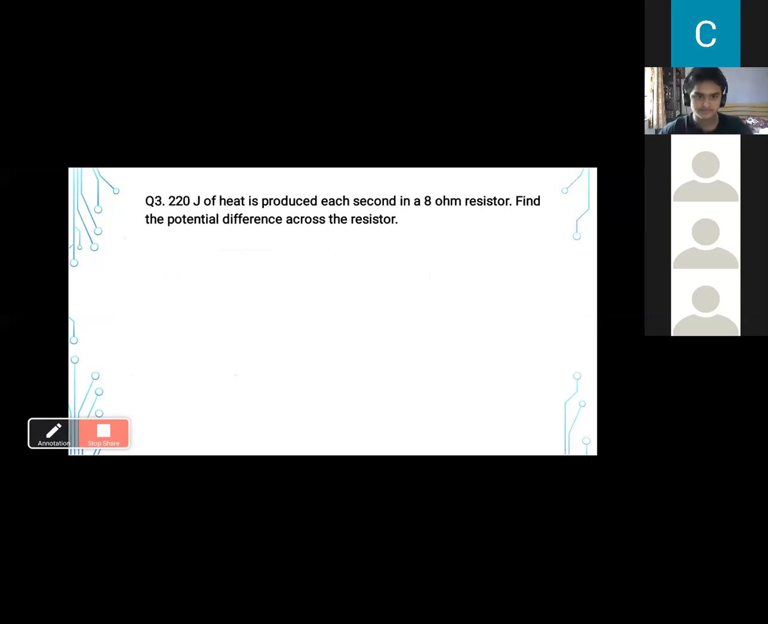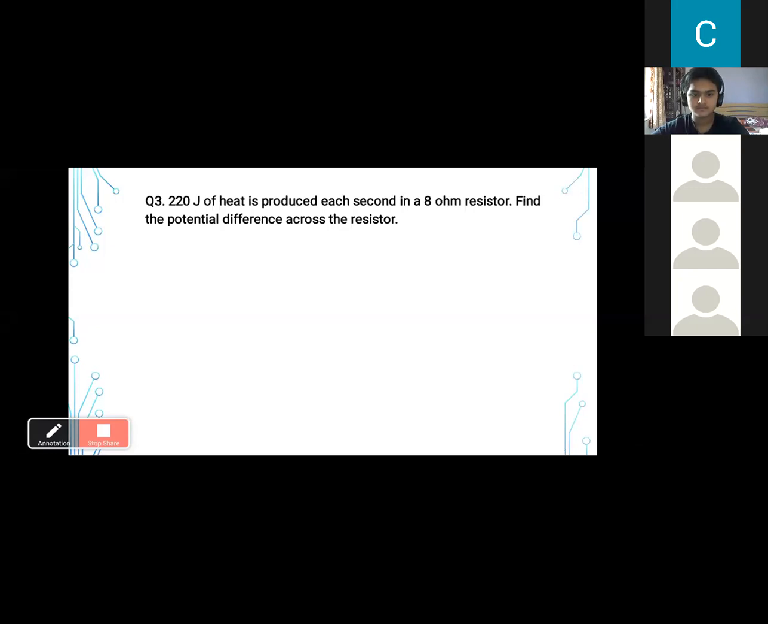Next is: 220 joules of heat is produced each second in an 8 ohm resistor. Find the potential difference across the resistor. So here the energy or the heat is already given to you as 220 joules. Each second means time is also given as 1 second, and R is given as 8 ohms. What you have to find? Potential difference. Yes, so I have to find V, whereas I have been given H, T and R.